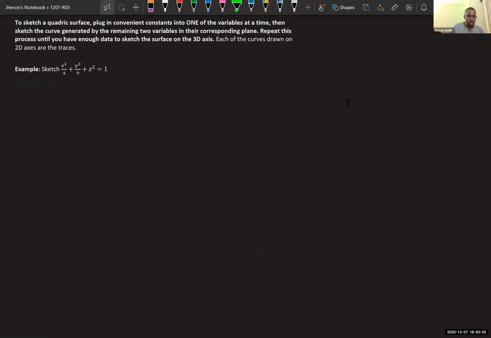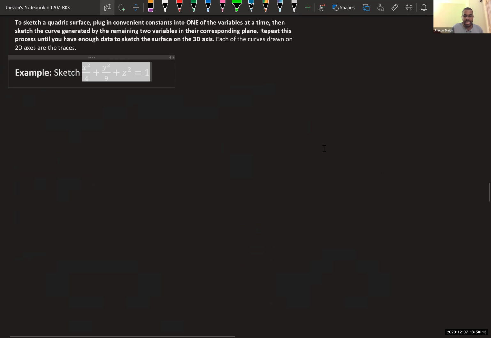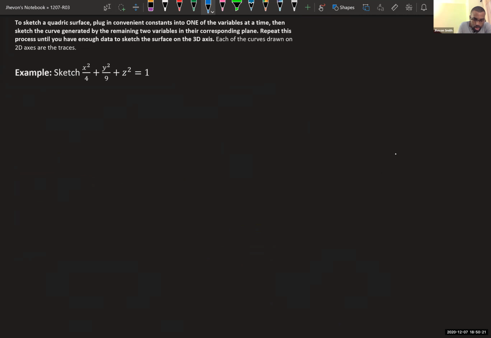So let me demonstrate with this guy here. Probably not now since I just introduced it, but definitely by the time the final rolls around, I expect you to look at that and just know that it's an ellipsoid. However, how would I go about drawing this ellipsoid? Well, we would do the traces. So what is the trace? You sketch the 2D curves in each plane. So let's say we're in the XY plane versus the YZ plane versus the XZ plane.